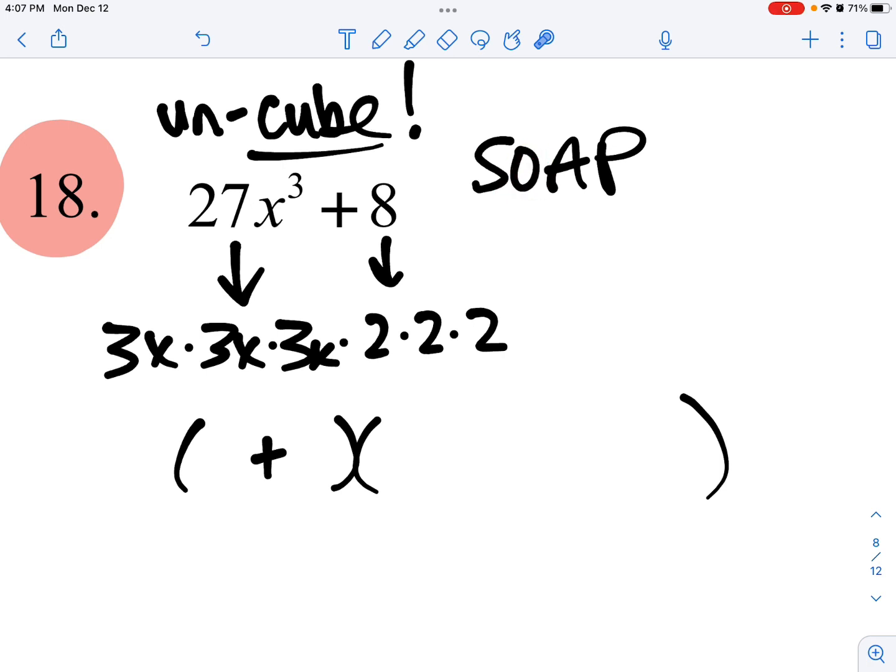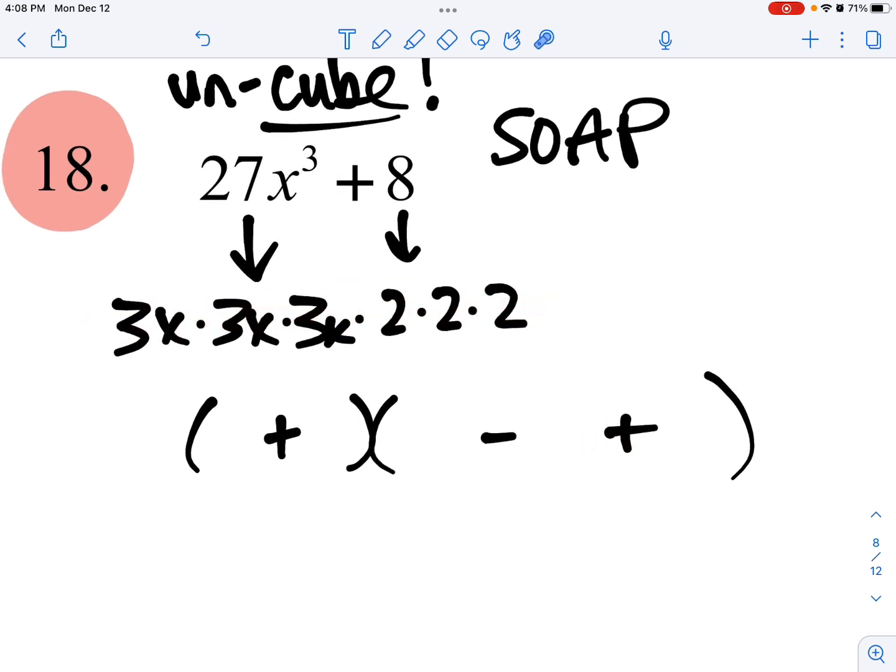The O stands for opposite. So the opposite sign of this goes next. And the AP stands for always positive, no matter what. That's what goes last. Same sign as this one goes here. Opposite sign as this one goes here. Always positive, no matter what, goes here. And now in the little parentheses are all of these uncubed numbers. So the 3x and the 2, like the numbers that these uncubed into. So I'm going to put 3x and 2.